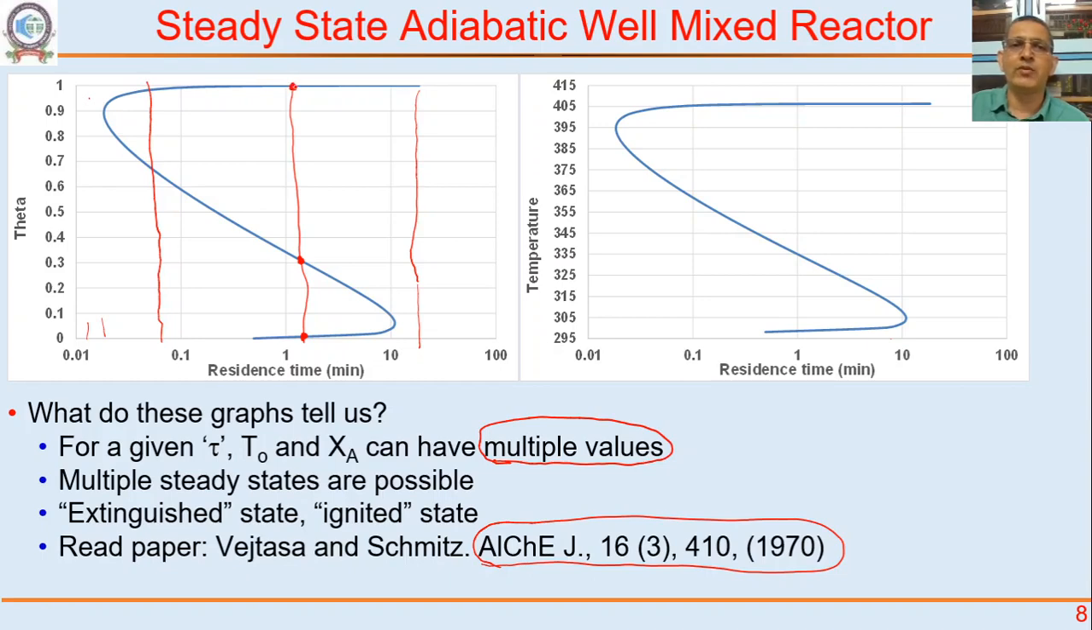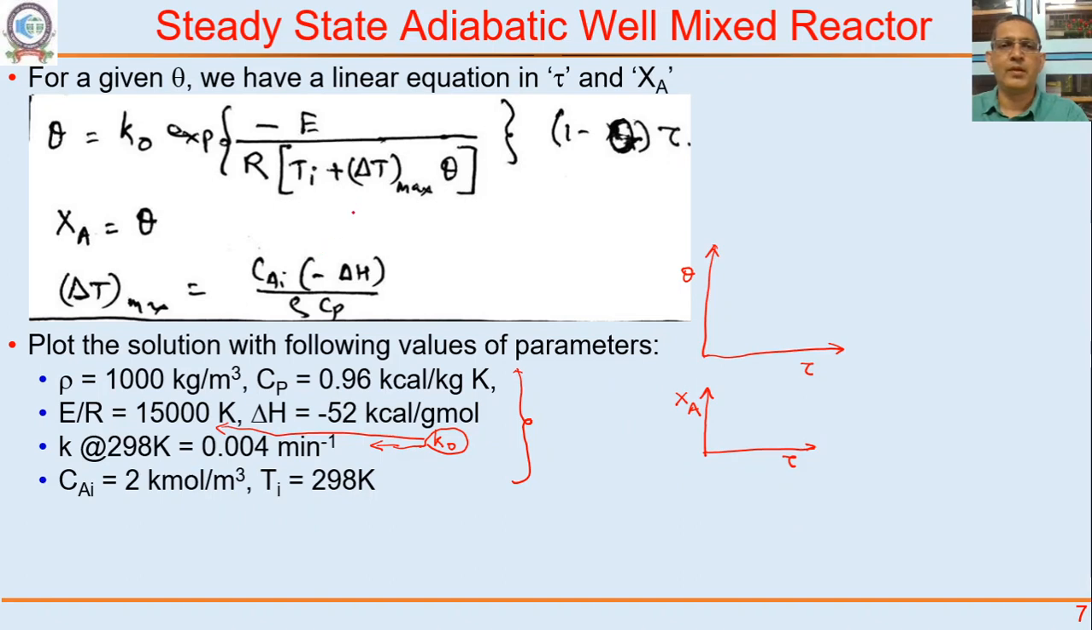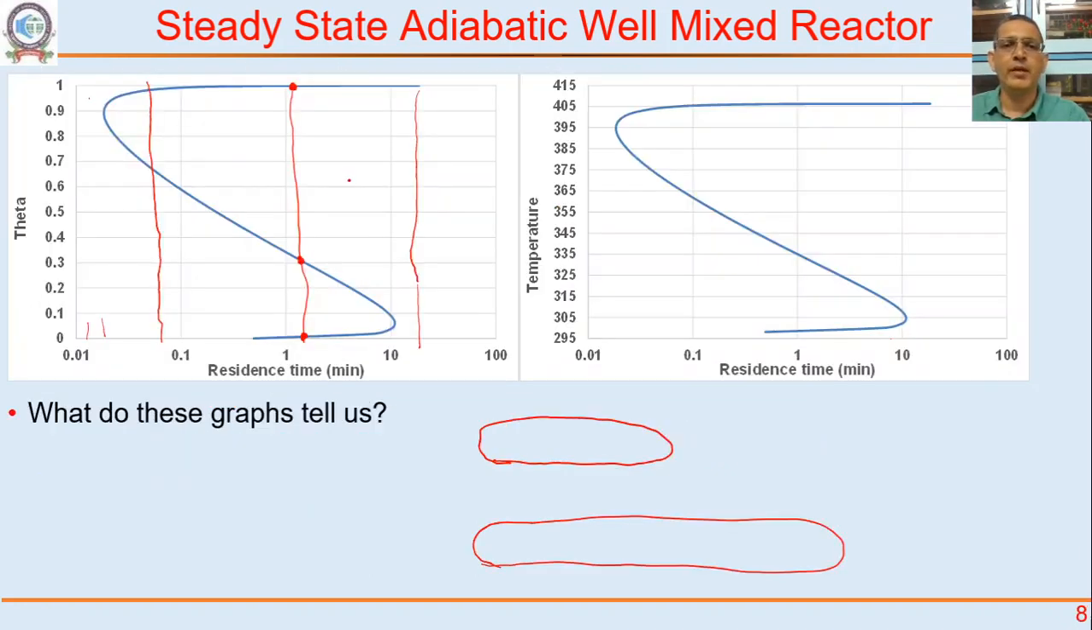It is because it's an exothermic reaction. It's a nonlinear equation, and a nonlinear equation can have multiple solutions, and therefore we could get multiple steady states only in some region of residence time. We are going to look at three steady states, either in terms of temperature or in terms of conversion.